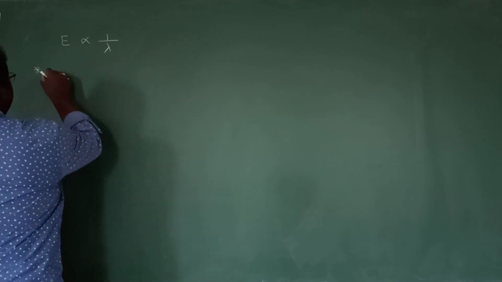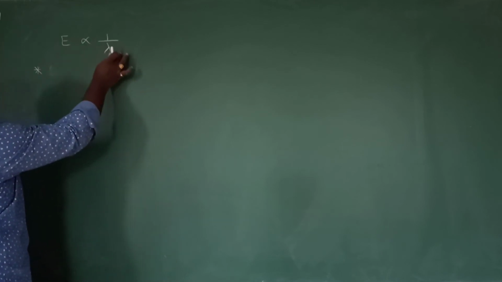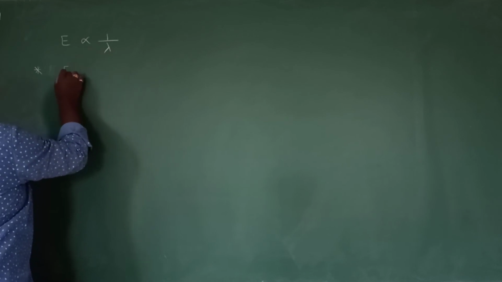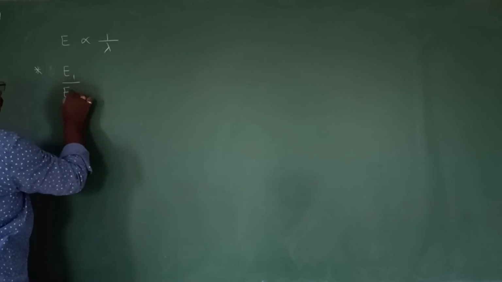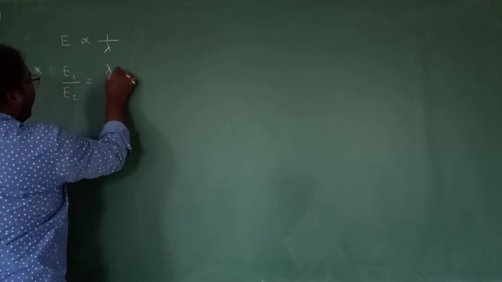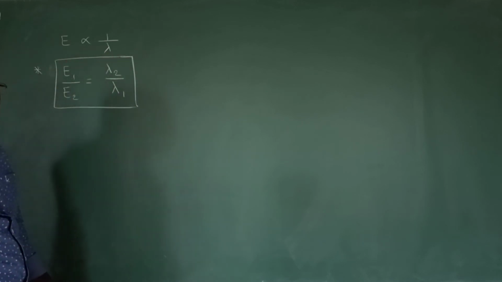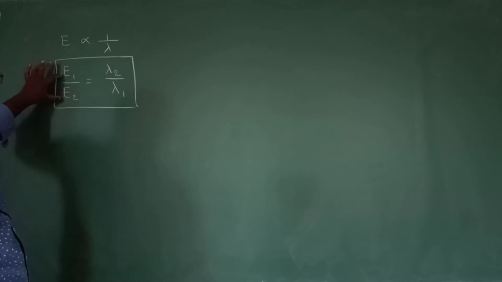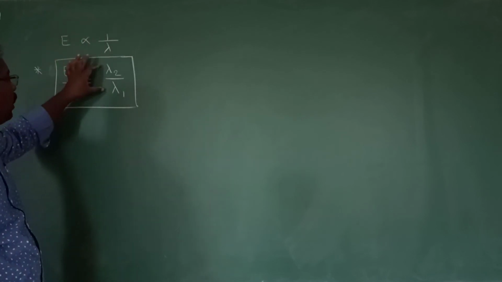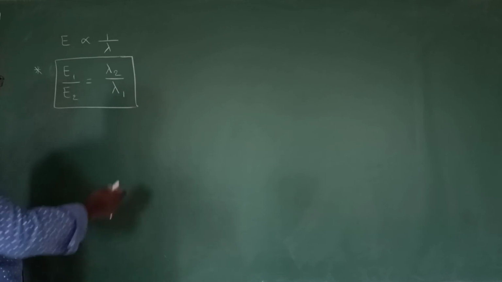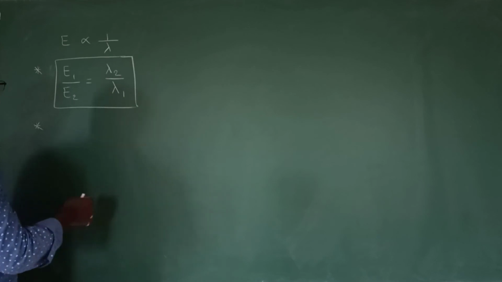This formula we are going to use mainly for the relation between energy and wavelength for two radiations, when we compare them. E1 by E2 is nothing but lambda 2 by lambda 1. This is the first thing. It is not a new formula. E1 by E2, if you take 1 by lambda 1 divided by 1 by lambda 2, invert it, so it becomes lambda 2 by lambda 1. This is one simple thing. Along with that, note down one more useful formula.